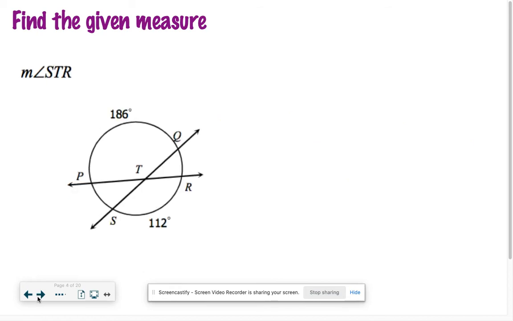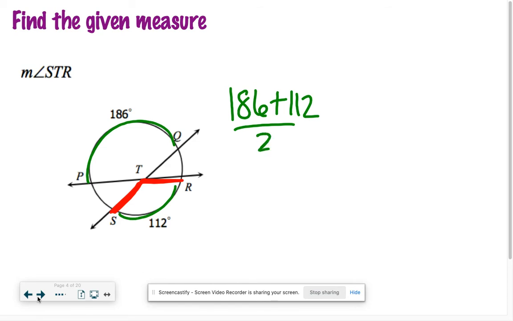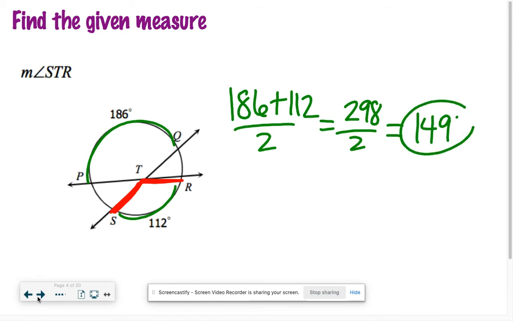Let's try another one here, angle STR. That's the angle we're looking for. Trace out your intercepted arcs. 86 and 112. So 86 plus 112 divided by 2. Add them together, we should get 298. And then we should get 149.